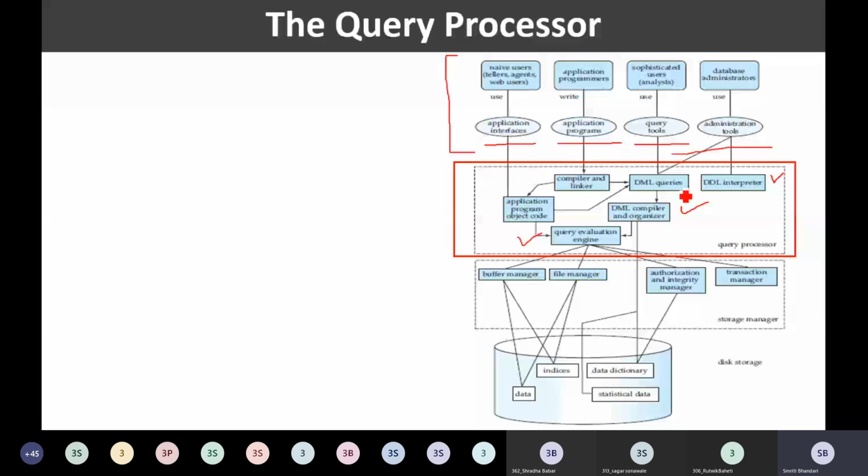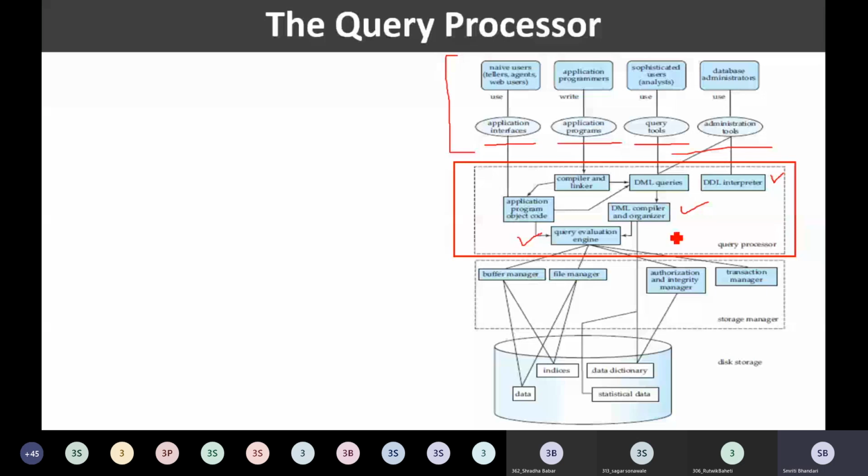DDL or DML are the high-level constructs. These are the statements, the high-level constructs. And the statements written in DDL form or DML form cannot be directly understood by the underlying database system. So these statements need to be converted into low-level structures.